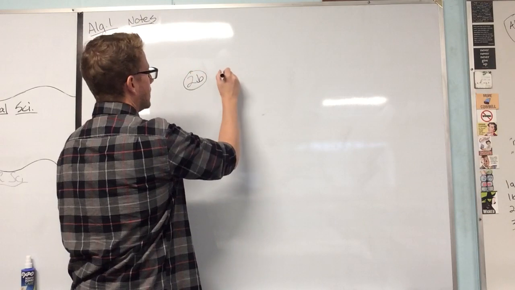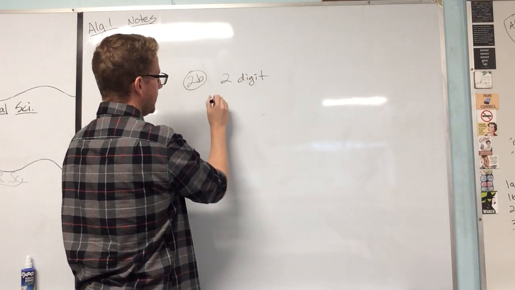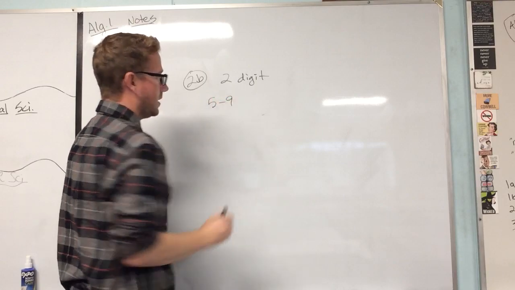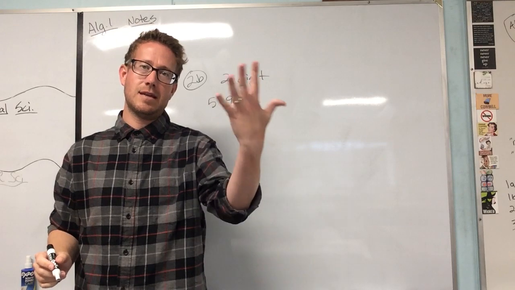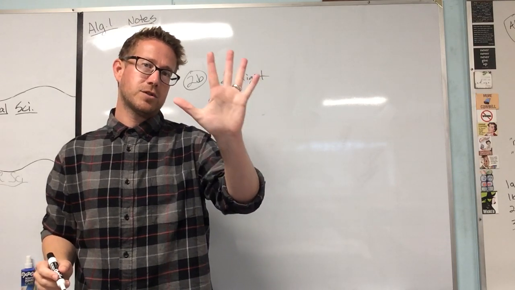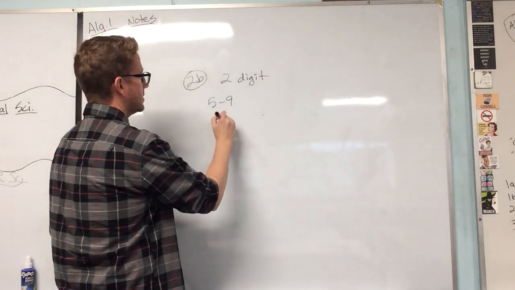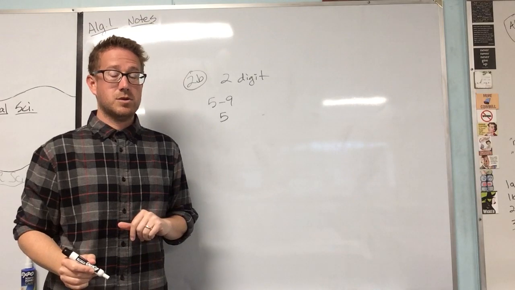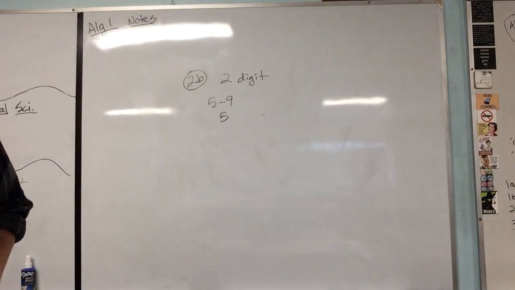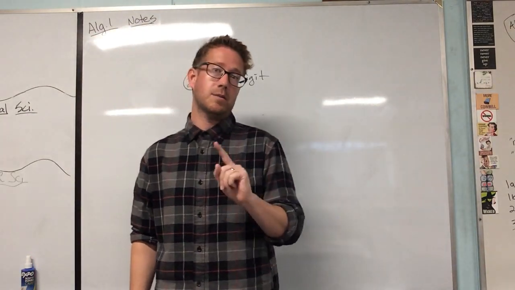All right, so a 2-digit number, and we can use 5 through 9. So let's think about this. You have 5, 6, 7, 8, 9. That's 5 total numbers you could pick from. So really, this is 5. And then we want to pick a 2-digit number. As it's going to tell us, each digit can only be used once. That's why it is a permutation.